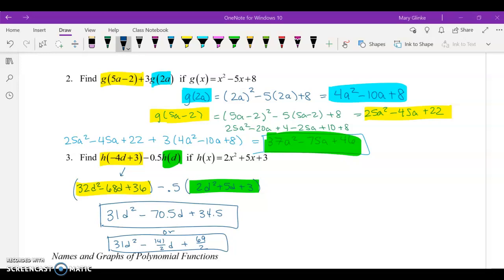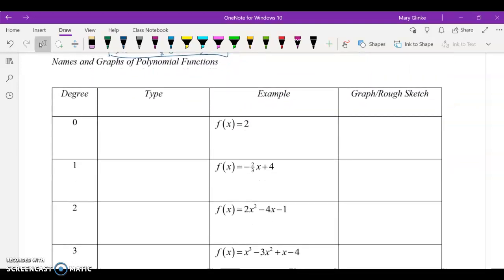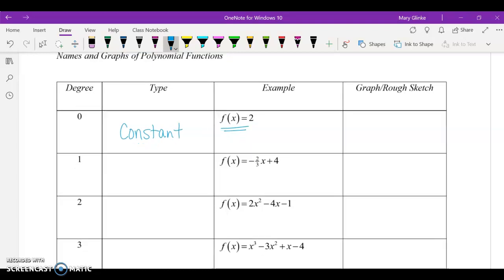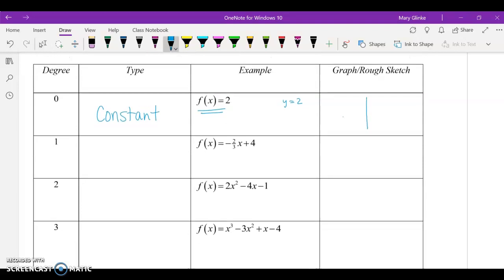So that's the first half of this, all kind of talking about things we can do with polynomials. The second half, we're going to move to graphs of polynomial functions. So some of these are going to be familiar to you, some of these are going to be new to you. So if the degree is 0, you have something that looks like f of x equals 2 or y equals 2. This is called a constant. And if you were to graph y equals 2, think about the graph. That would be just a horizontal line. It's a constant line there.